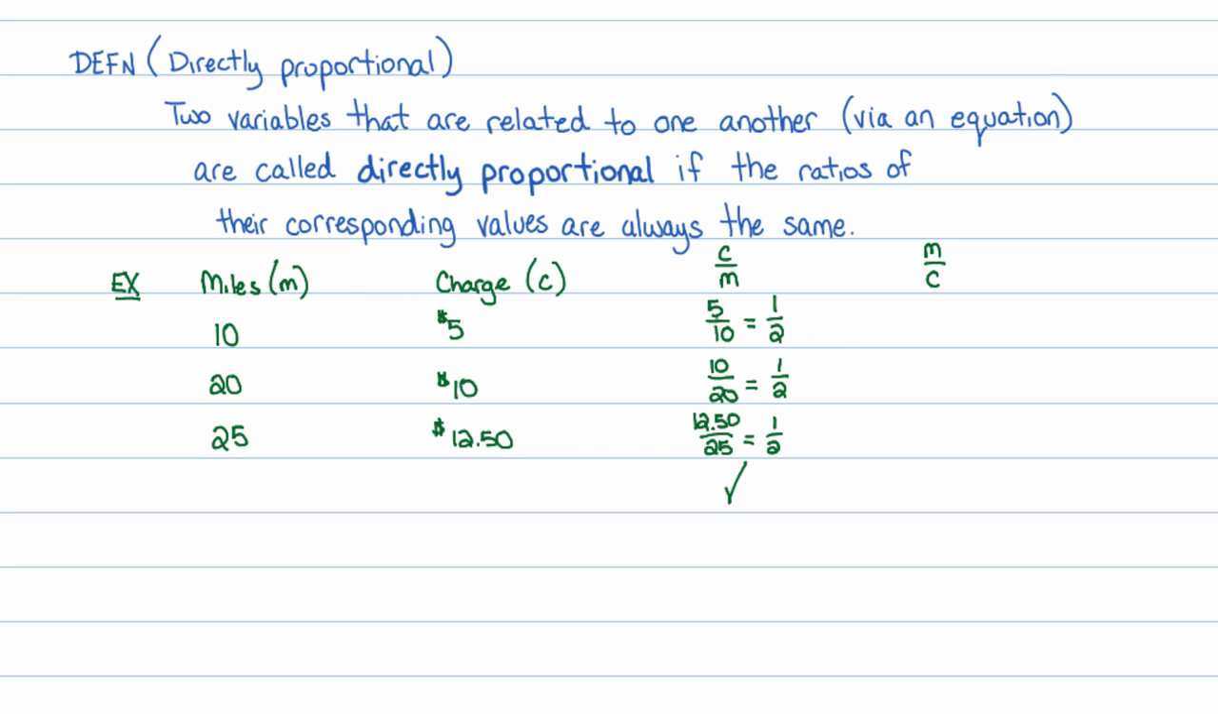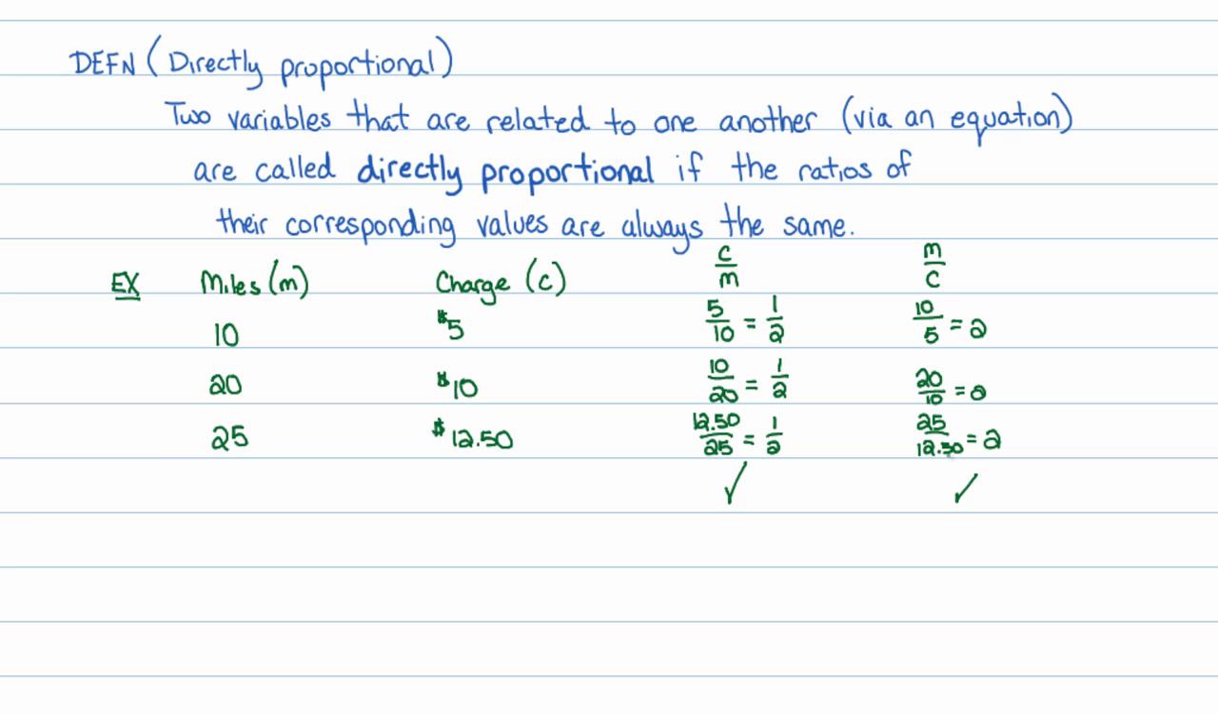And again, like I said, if you chose to look at M over C, that's absolutely fine as well. M over C would have been 10 over 5, which is 2, or 20 over 10, which is 2, or 25 over 12.50, which is 2. As long as you're consistent, it doesn't really matter. Notice that all these ratios end up being the same for this column. So these two variables are known to be directly proportional.